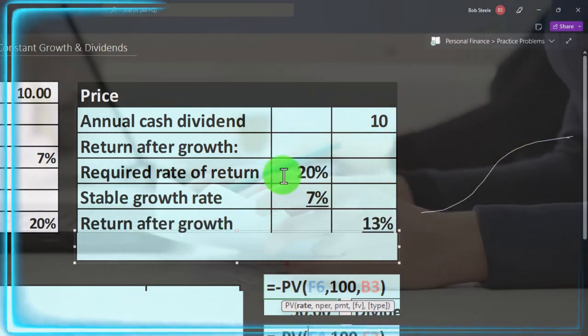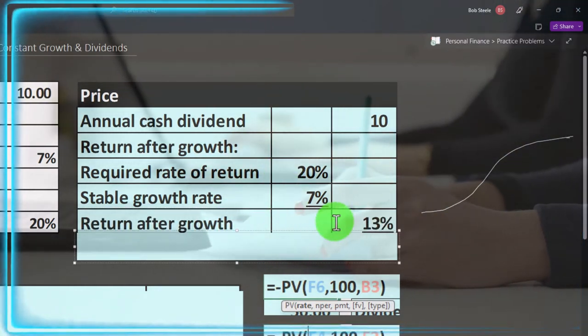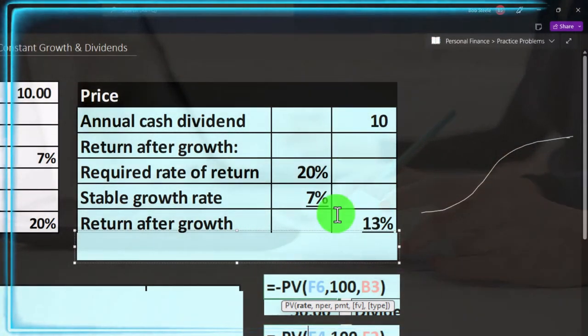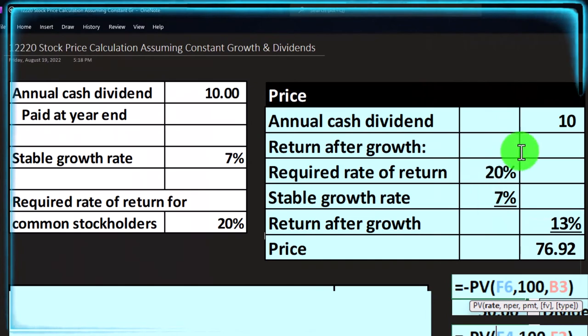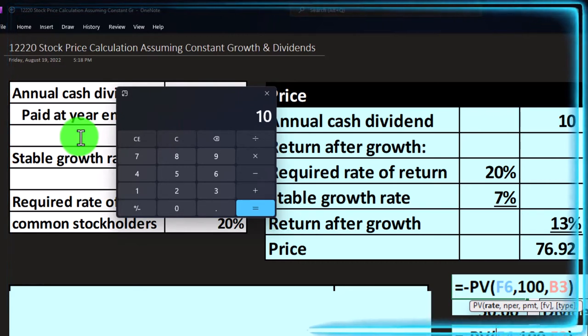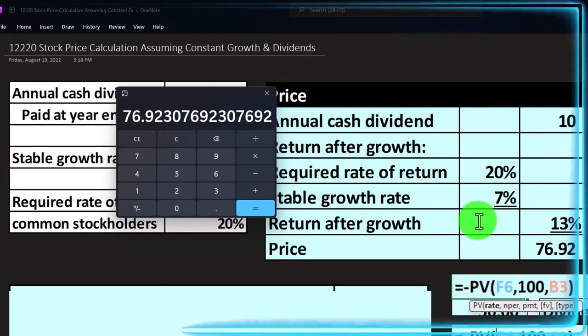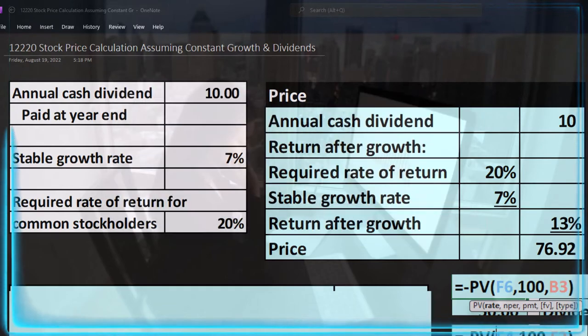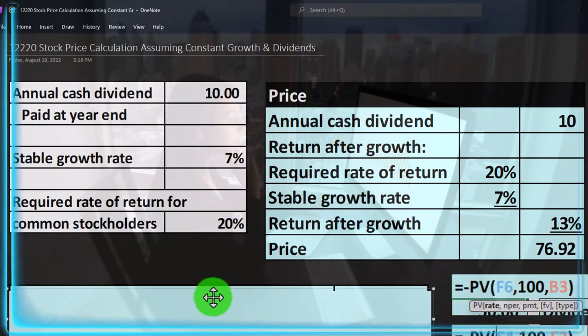So that means that the 20 minus the 7, there's a 13% return that's going to be related to the dividends. So if I take the $10 dividend divided by the 13%, we get to that 76.92. So we're going to say 10 divided by 0.13, which is the return we need after considering the stable growth, would give us the price of 76.92. Let's see if we can think that through a little bit more here.